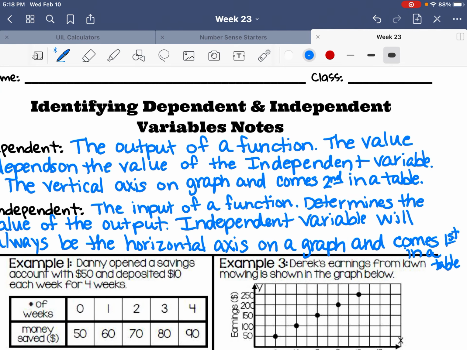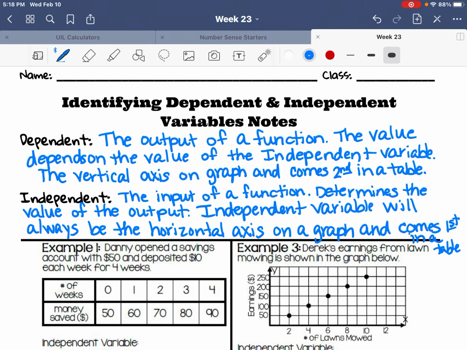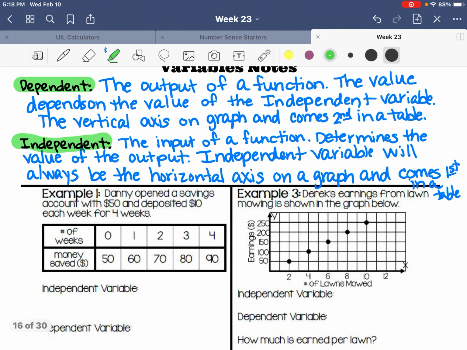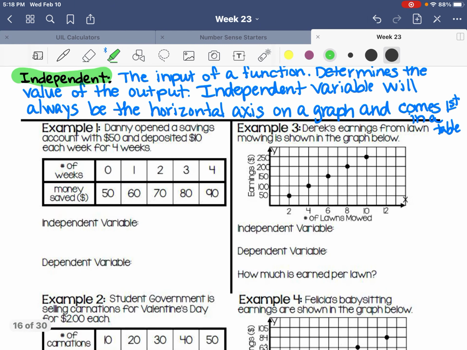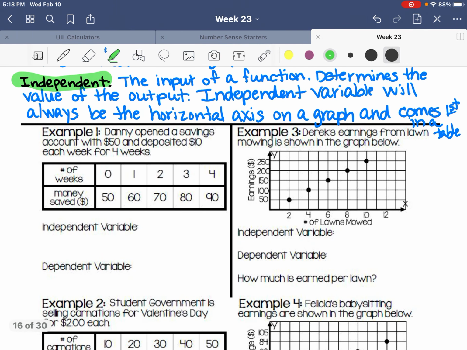Okay, so that's how you know the difference between the dependent and the independent variables. First of all, if it's a graph, it will be the vertical axis for the dependent variable, and it'll be the horizontal axis for the independent variable. If it's a table, it will come first if it's independent and second if it's dependent. So that's kind of a trick or an easy way to remember that. Let's look at these examples and let's describe the independent and the dependent variables.